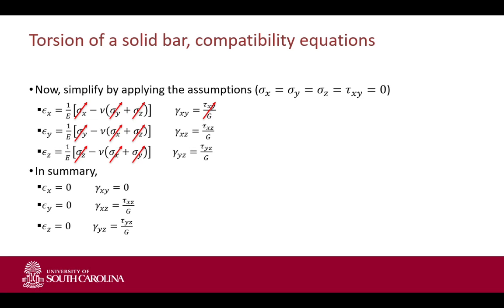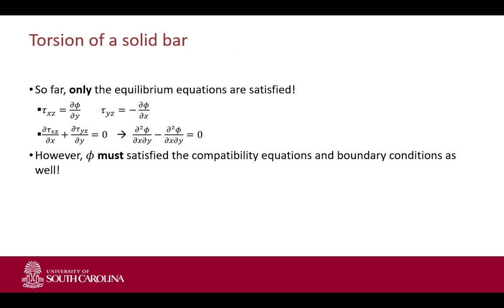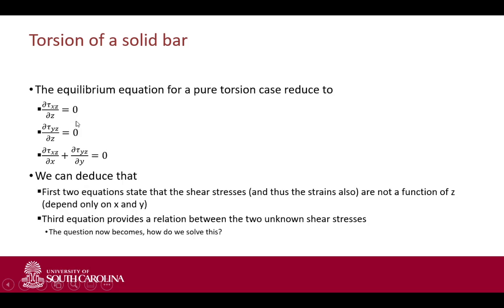And now comes the fun part. Now we go into the derivation steps. Similarly to what we said before, by looking at the function, we said that the partial derivative of tau xz with respect to z is equal to 0, therefore it is only a function of x and y. We can make similar statements about the strains as well.